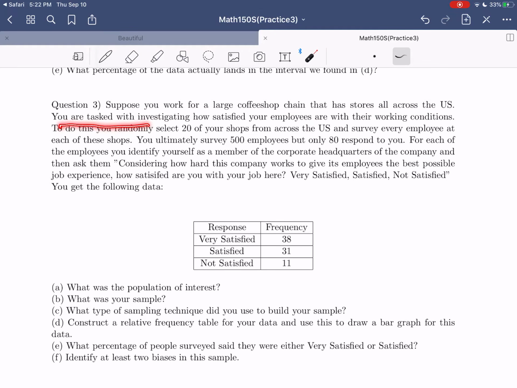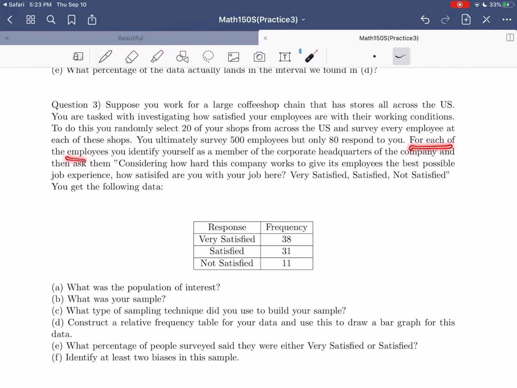You're tasked with investigating how satisfied your employees are with their working conditions. To do this, you randomly select 20 of your shops from across the US and survey every employee at these shops. So you ultimately survey 500 employees. You select 20 shops, but obviously a lot of the shops have more than one employee. So you end up talking to 500 employees, but only 80 of them respond to you.